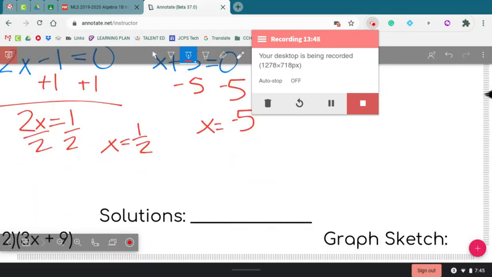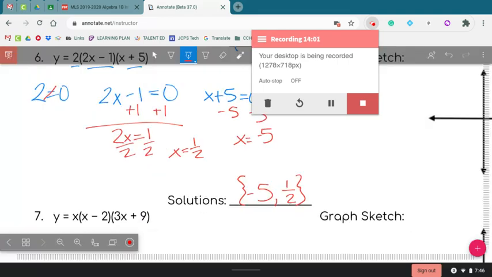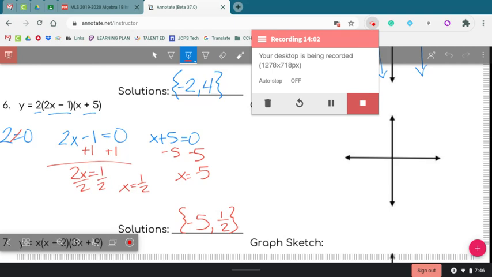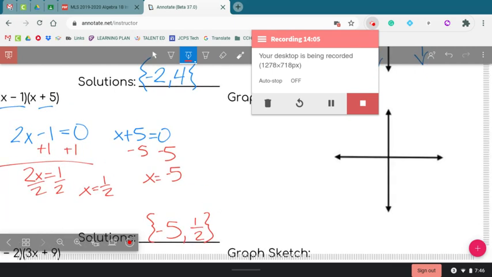So in solutions, you've got to go from smallest number to largest number. So negative 5 is your smallest. It's how it goes on the number line. So I'm going to have negative 5, 1/2. I'm going to write them as a solution set. So this is going to be right side up. So I have negative 5, which is going to be way over here, and then 1/2. It's going to go down and up. And you can, again, check this in your calculator to make sure your sketches are accurate.